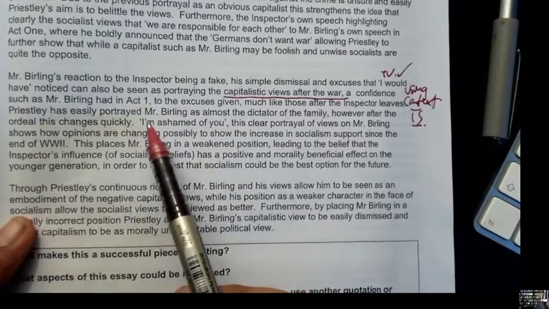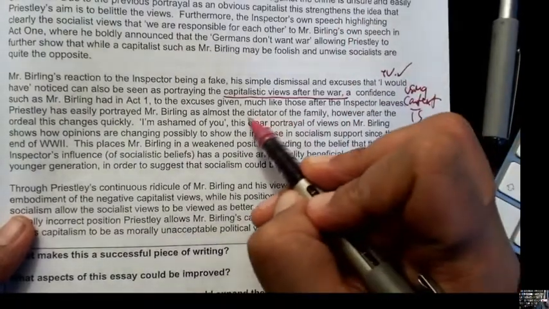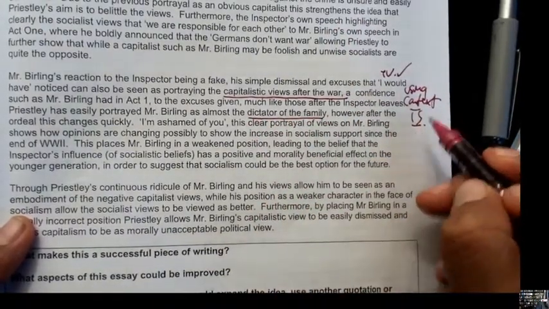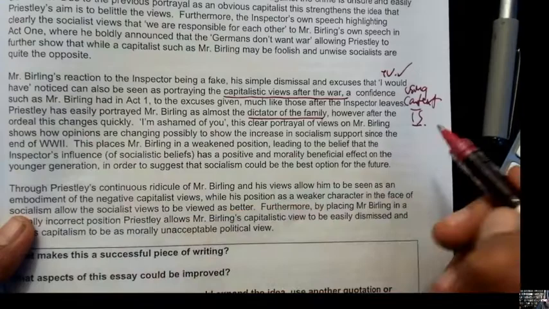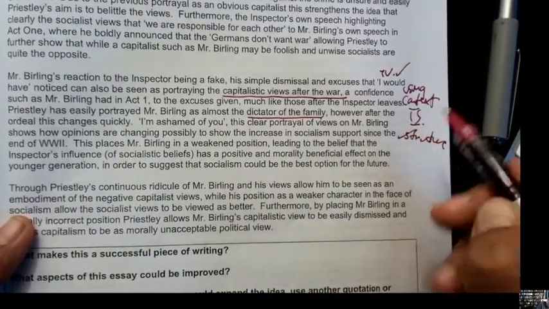Priestley has easily portrayed Mr. Birling as almost the dictator of the family. That's an interpretation. However, after the ordeal, this changes quickly. Here we have structural change.